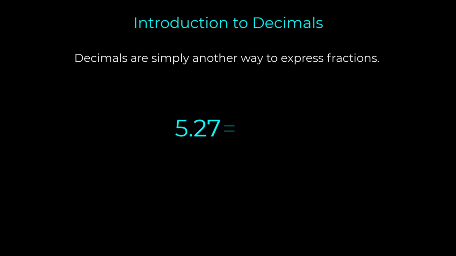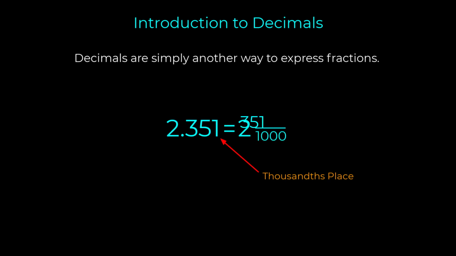5.27 is equivalent to the mixed fraction 5 and 27/100. Can you give me the fractional equivalent of 2.351? The 1 occupies the thousandths place. This gives me the denominator of the equivalent common fraction. The answer is 2 and 351 over 1,000. One more example.